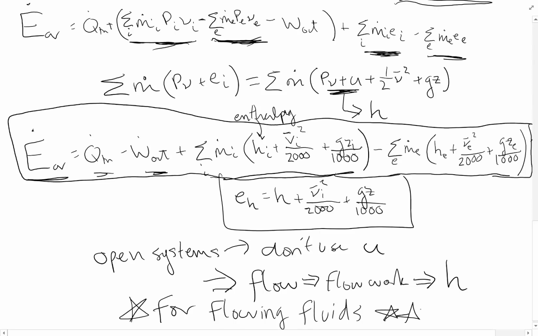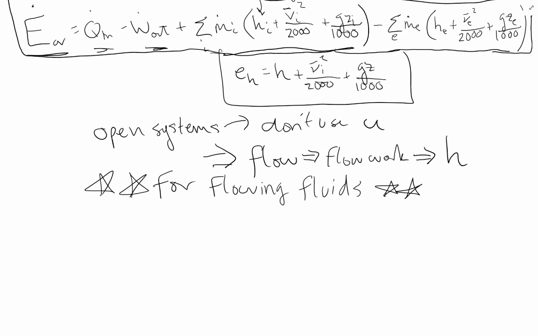And this is one of those things to really make a note of, and that's why I'm putting stars on it and saying it explicitly over and over again: there is no U in the open system energy balance. There's only an H, and anytime you have something flowing, you're going to have an H, okay? So you have to remember to keep that straight. It's a different property, still done the same way. You find U the same way that you find H, but you have H's in the open systems, you have U's in the closed systems.